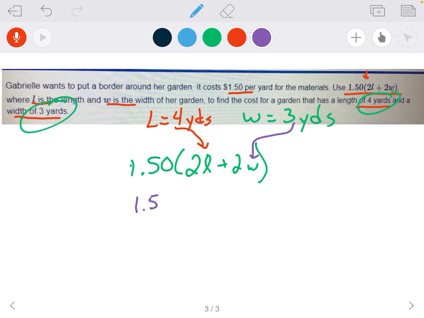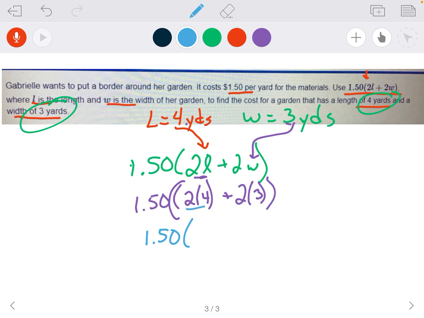So again, I'm going to rewrite the problem. You're less likely to make mistakes if you follow these directions. 2, L is 4, so I'm going to do 2 times 4. Remember, when they're squished together, it means times. Plus 2, and then W is 3. And this whole thing is in a set of parentheses. So follow the order of operations. I keep my $1.50, and I'm going to do my parentheses.